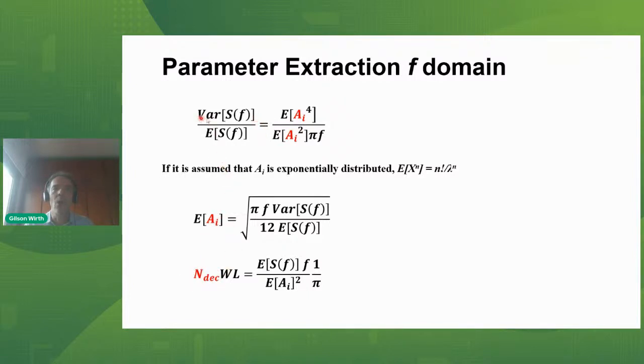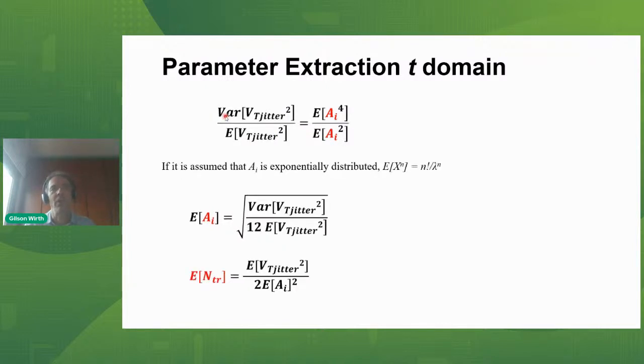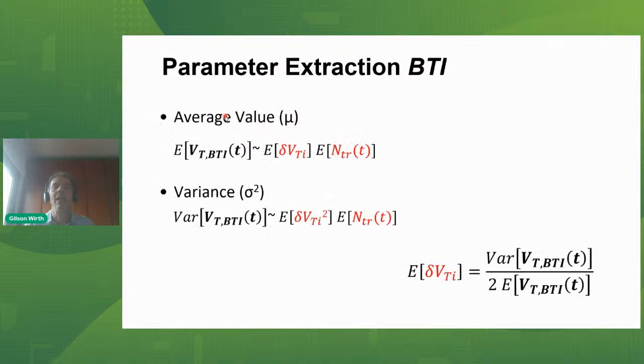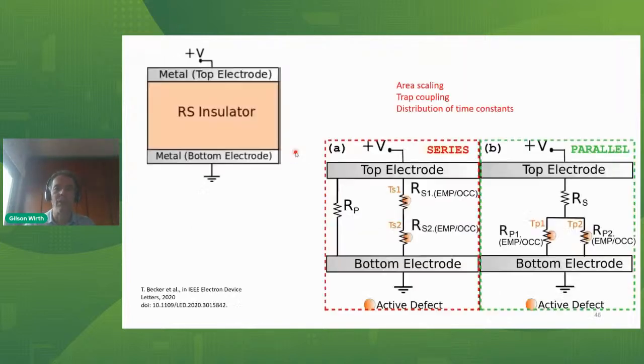For this, I need to know not only the expected value of the noise, but also the variance of the noise in both frequency or time domain. And for BTI, it is similar. If I have both the average BTI and the variance of BTI, I can also extract the average expected number of traps that contribute to BTI and the amplitude contribution.